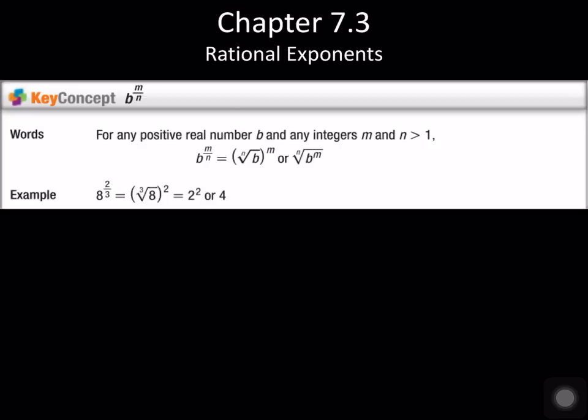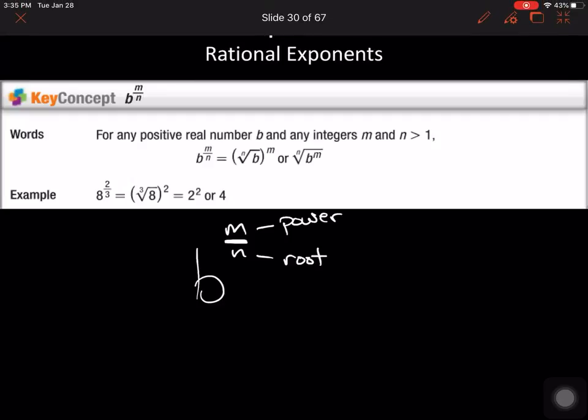Now I want to show this to you. I'm going to pull this down here, b to the m over n. The top number is the power, and the bottom number is the root. I kind of think about it like if that's the earth, powers are above the earth and roots are below the earth. So that's how I remember powers and roots. But the power is like what we typically would call the exponent. The root is the radical. So we can rewrite using the root and the radical.